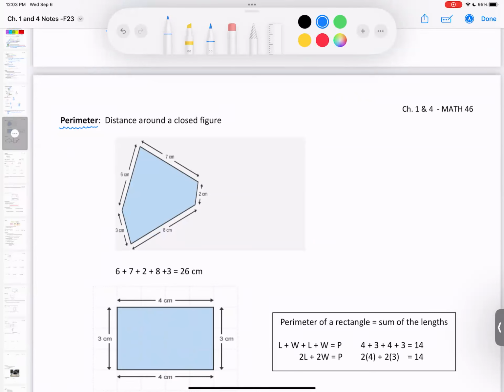So basically what you're doing is adding all of the lengths together. So what I like to do is mark where I start, especially on a more complicated one like this, where they've got many, many measurements.